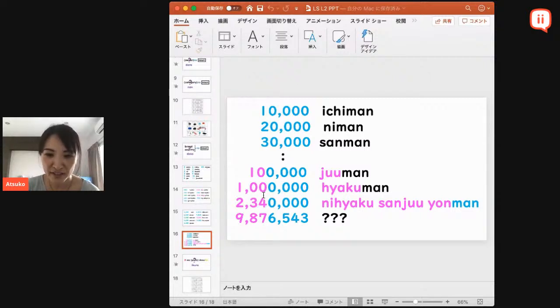At first, read the pink number. 234. 200. 34万, 234万. And last one, can you read this? Let's challenge. At first, read these three numbers. 987, 987万. Then read these four numbers. 6543. Yes. Okay, now you can read up to seven-digit numbers in Japanese.